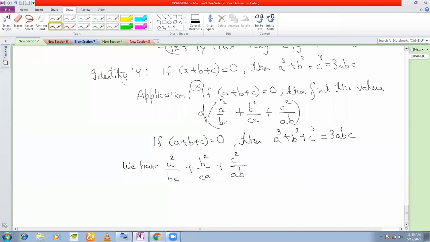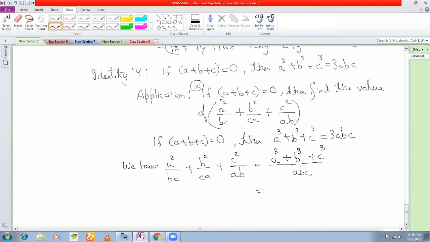Now you see here that what you can do is take the LCM simply. The LCM should be abc, and see here abc when divided by bc will give you an a, and a into a square will give you a cube. Plus, now you have ca. abc when divided by ca will give you a b. You have b square into b, which will give you b cube. Similarly, here you have c cube.